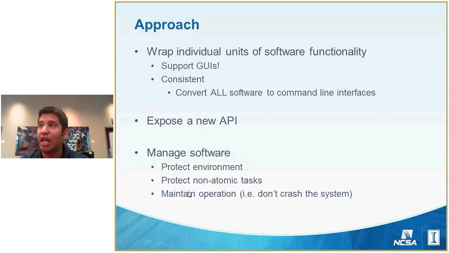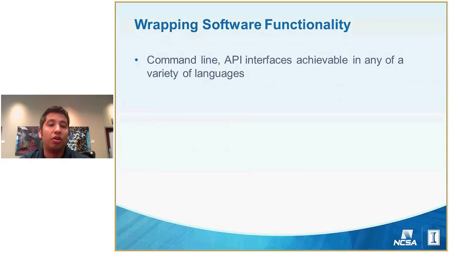Protect non-atomic tasks. There are some tasks that don't make sense being run by themselves. They have to be chained with other things, like an open-save operation. Why would you just open a file and then leave it there? If you don't do the save operation, some other software server request is going to come in between and mess things up for you. Maybe close your application, who knows what. So it has to protect those kinds of things, and overall maintain operation of the software server. Don't let the system crash. That's something it has to take care of.